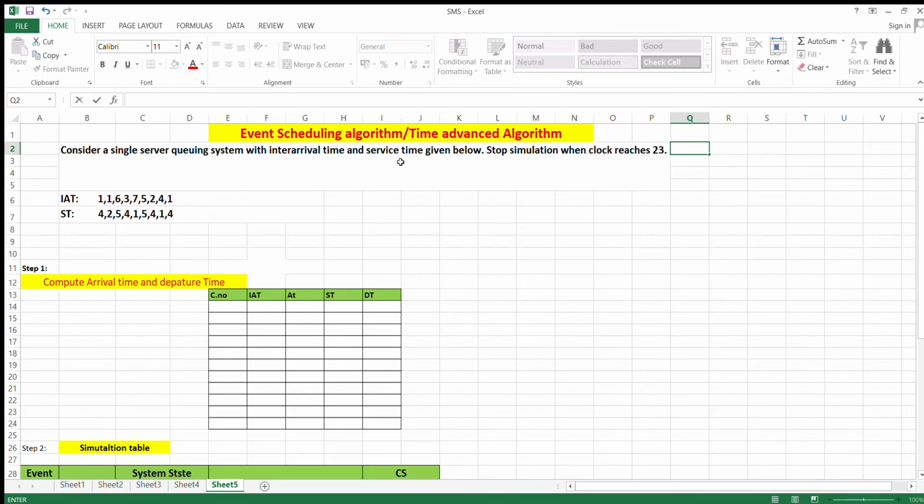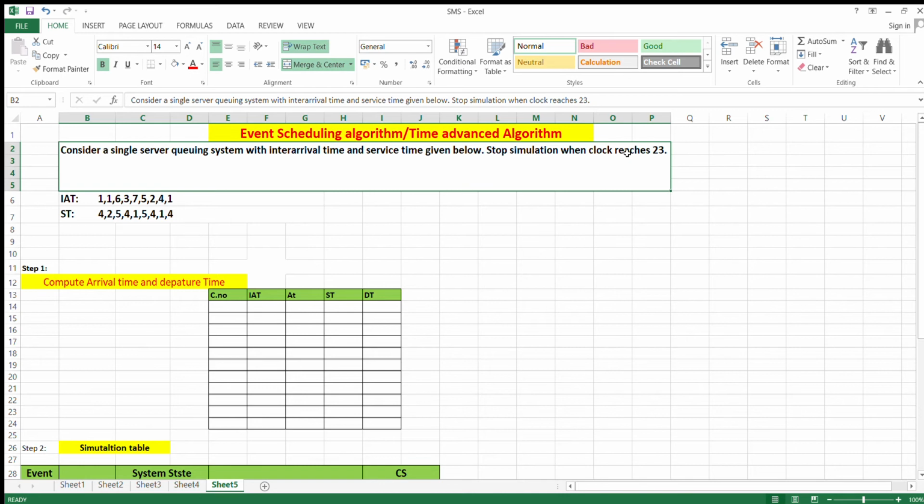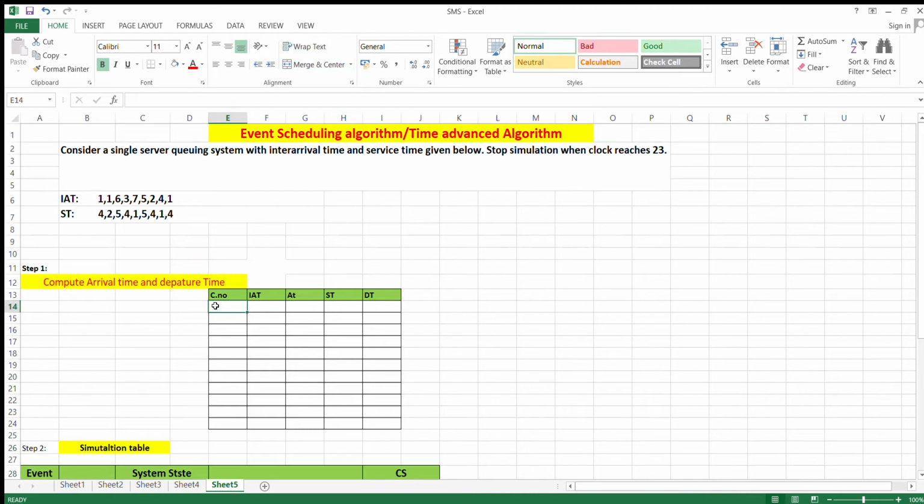But in this question they never mention the event scheduling algorithm or time advance algorithm. You need to identify whether this question belongs to the event scheduling algorithm or time advance algorithm based on the clock reaching 23. Remember it. Inter-arrival time and service time are given. So first step, compute arrival time and departure time from inter-arrival time and service time.